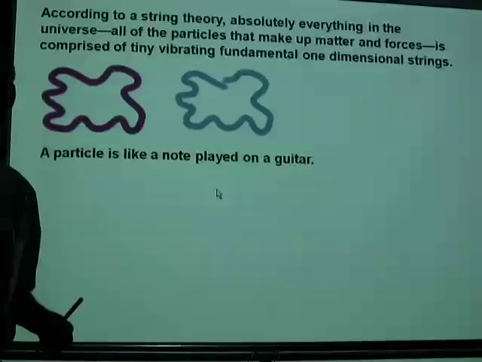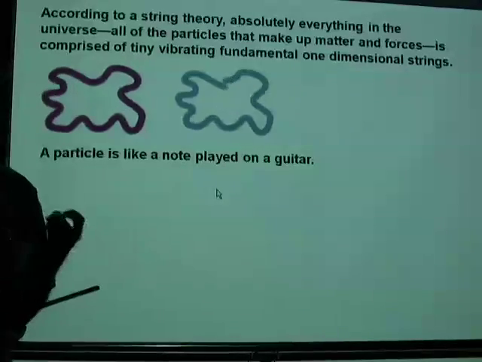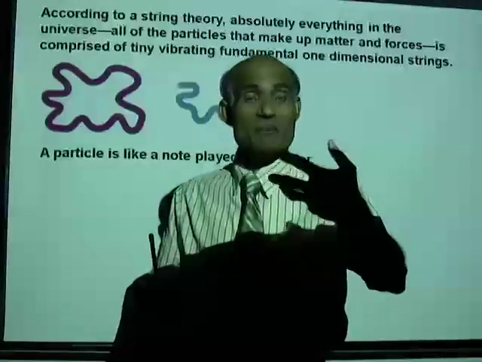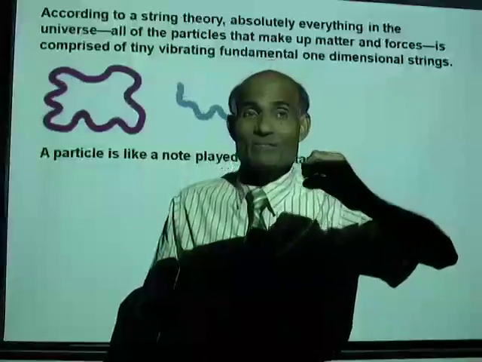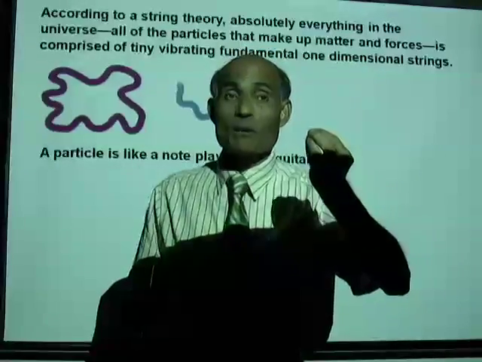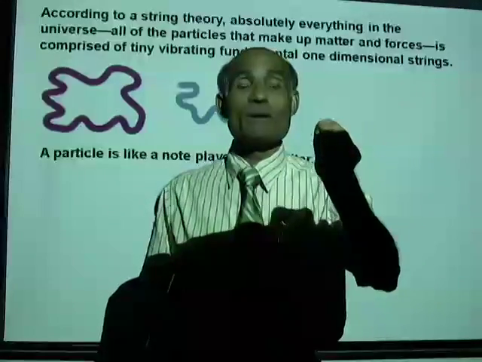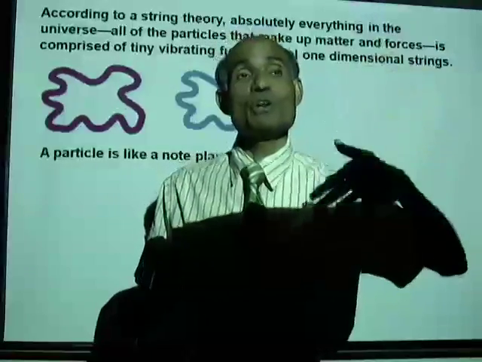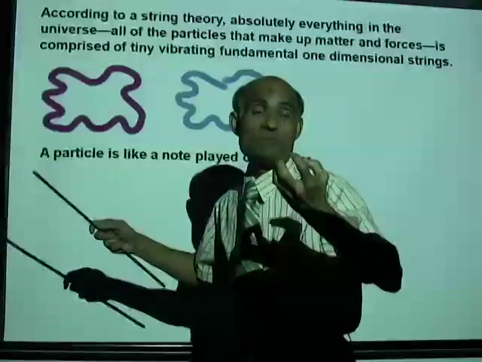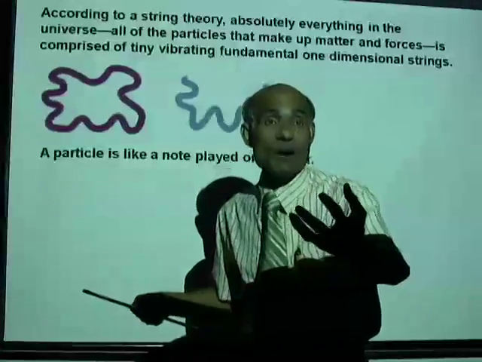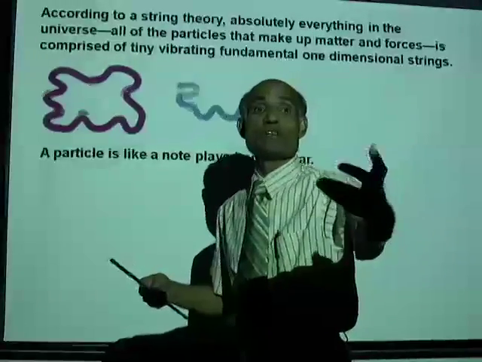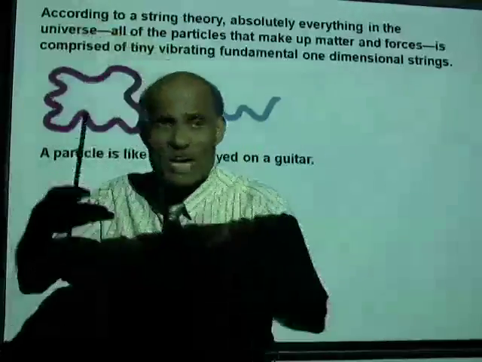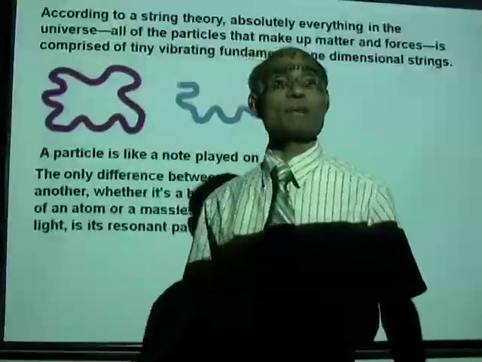So a particle is like a note played on a guitar. You know that when we talked about the vibrations of strings, we used the same principle. When you pluck a string, it vibrates producing a note. So one mode of vibration is a particular note, particular frequency. Another mode is a higher frequency or a lower frequency. In the same way, one mode of vibration of a string is one particle of one mass of certain energy. Another mode of vibration is another particle. So this is an ever-changing set of different modes of vibrations of particles.